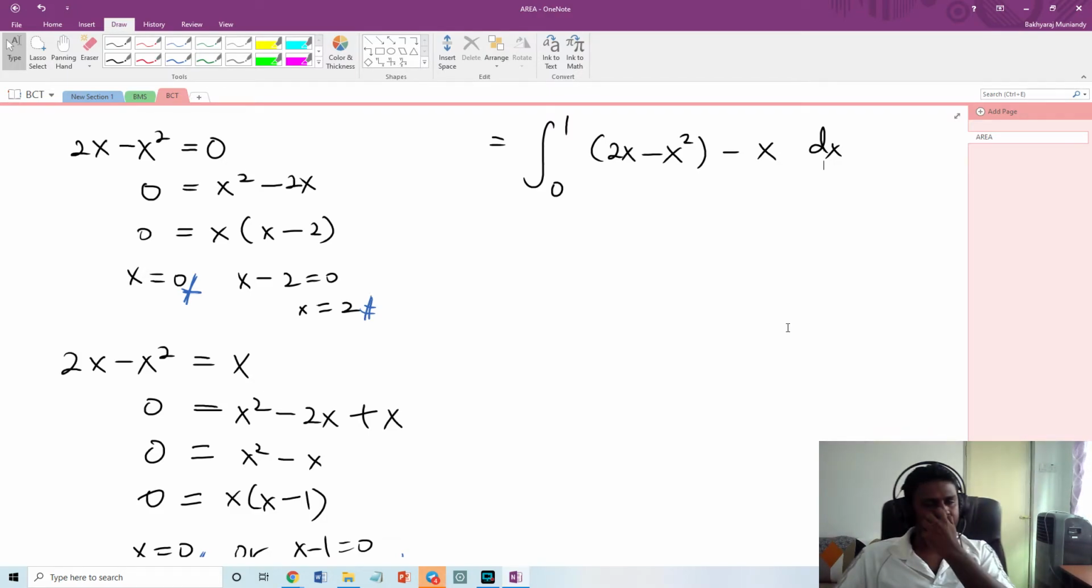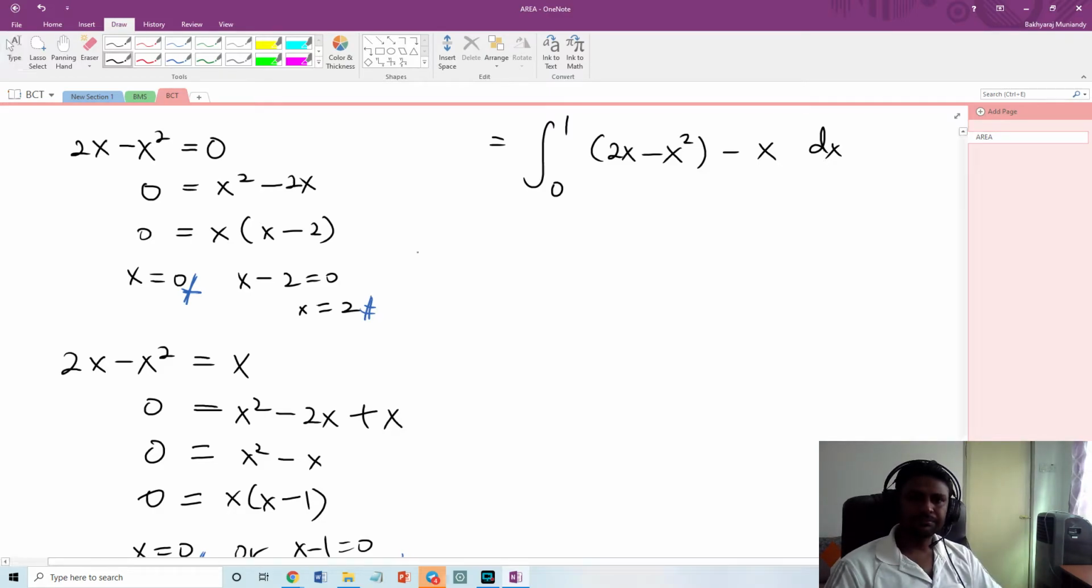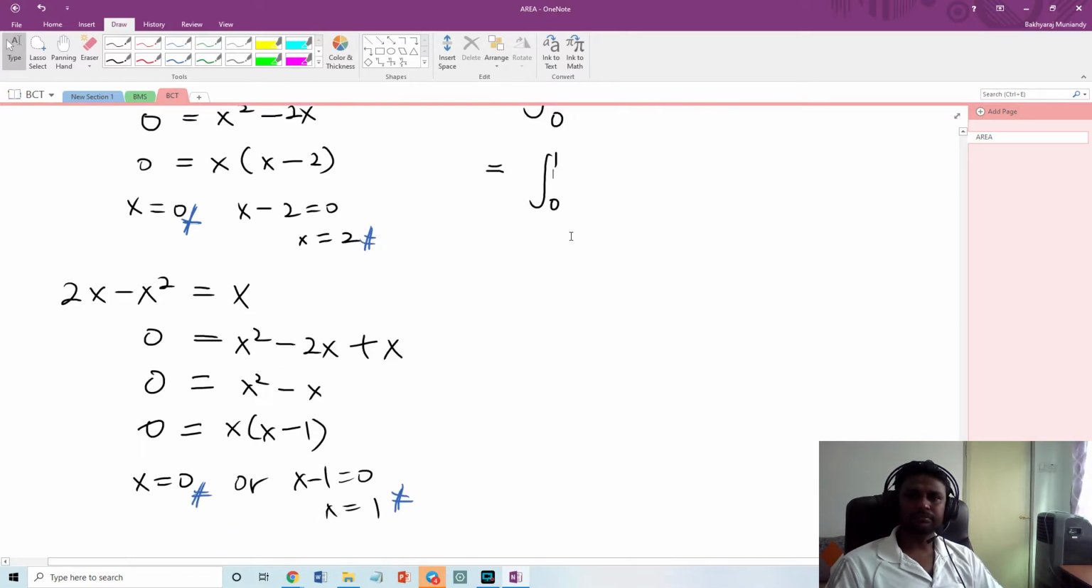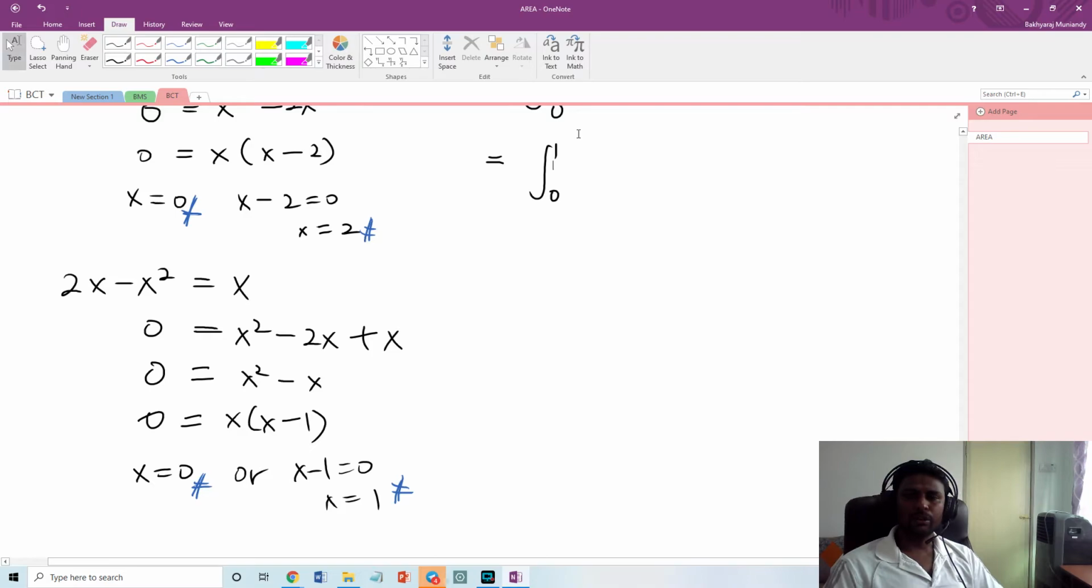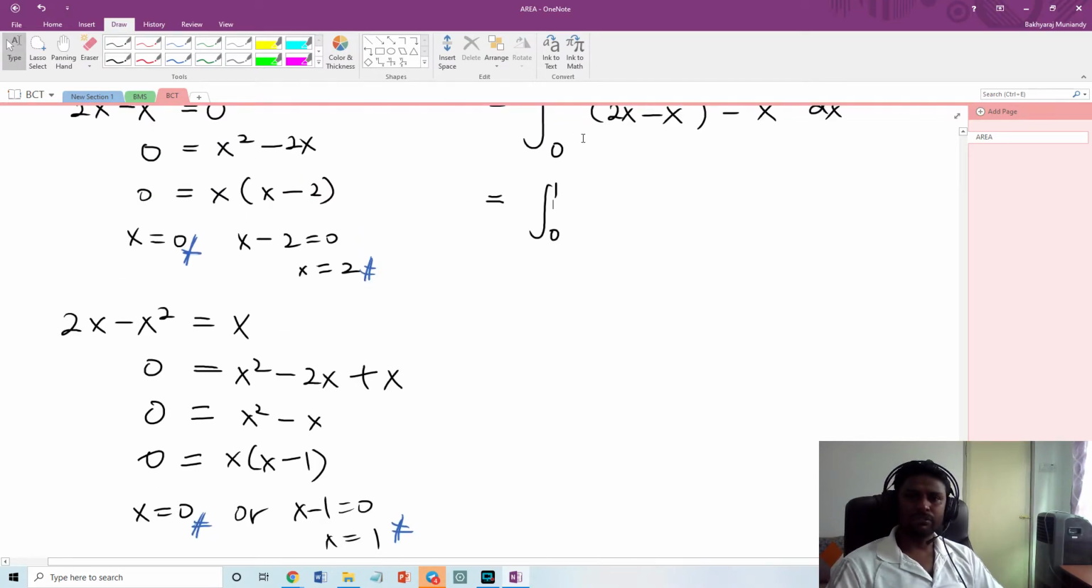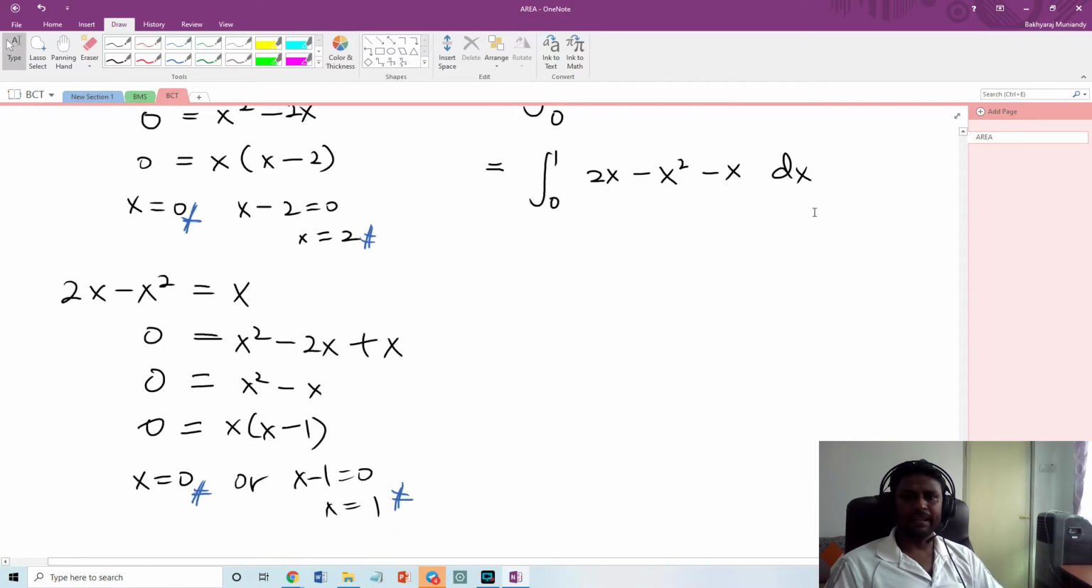Okay, what is our answer? Equal, okay, integrate 0, 1. Okay, so we open the bracket. So we get what? 2x minus x square minus x dx. Okay, kita open bracket lah.